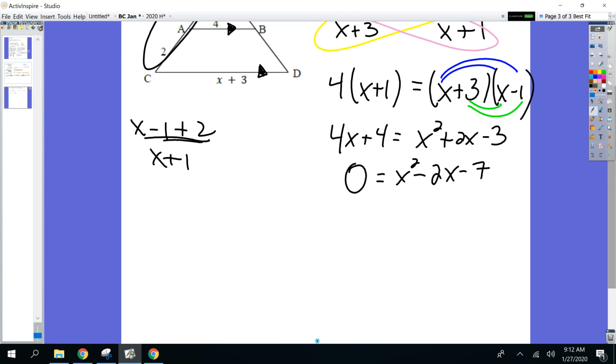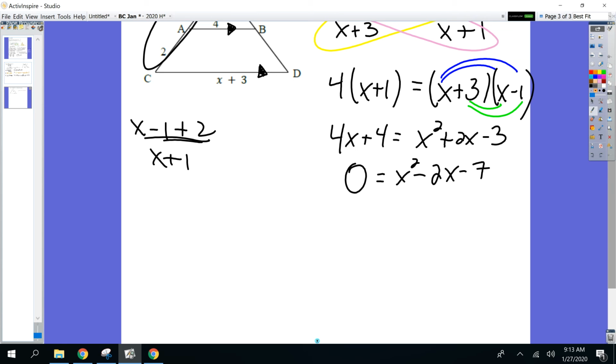Okay, next. Factor time. Two numbers that do what? Multiply to -7, but add to -2. I'll wait, and we'll keep waiting. Are there two numbers that multiply to -7 and add to -2? No, there's not. No shot. Which means, what's my only other alternative to solve this?